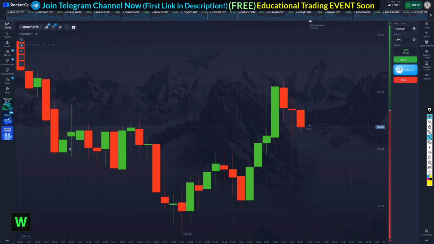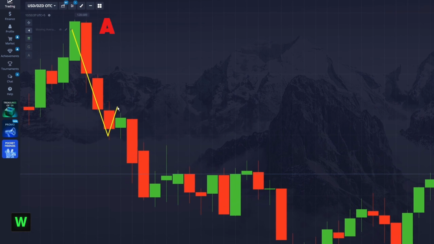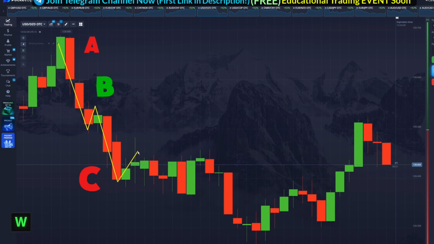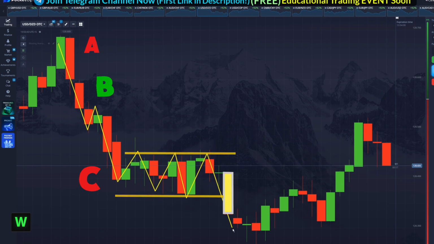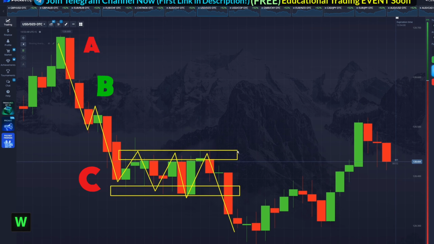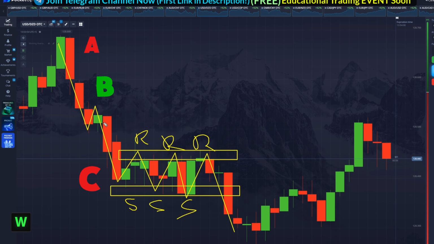I want to analyze the market in a way that you can understand the movements. See the movements, let's start from here. A, B, C, resistance, resistance, resistance, breakout of support. So we have resistance and support. Resistance, resistance, resistance, support, support, support. All right, this is ABC, right?